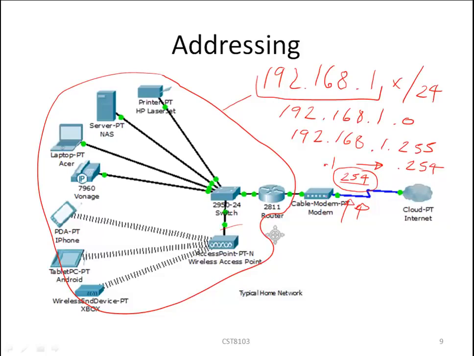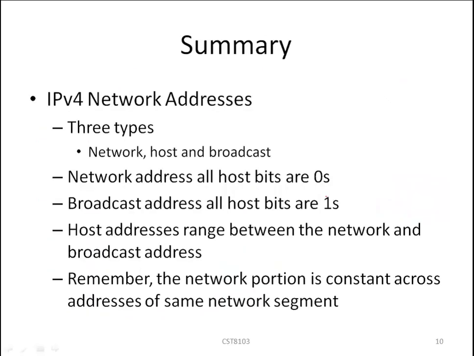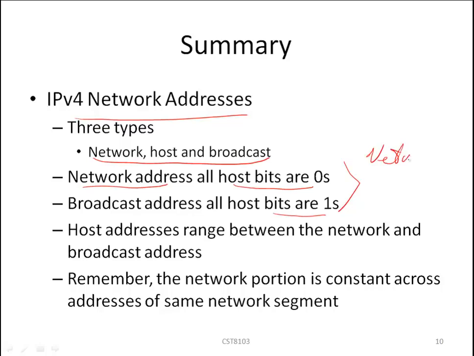Alright, so we've seen some very simple examples. So in this mini lecture, we covered the 3 types of addresses we find on any network. Network address, all host bits are zeros. Broadcast address, all host bits are ones. Remember, the network bits never change. Host addresses range between the network and broadcast address. And remember, the network portion is constant across all addresses of the same network segment.